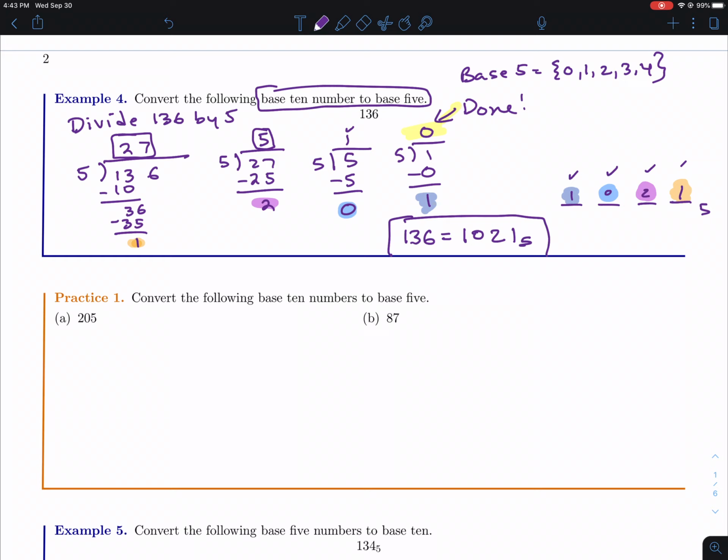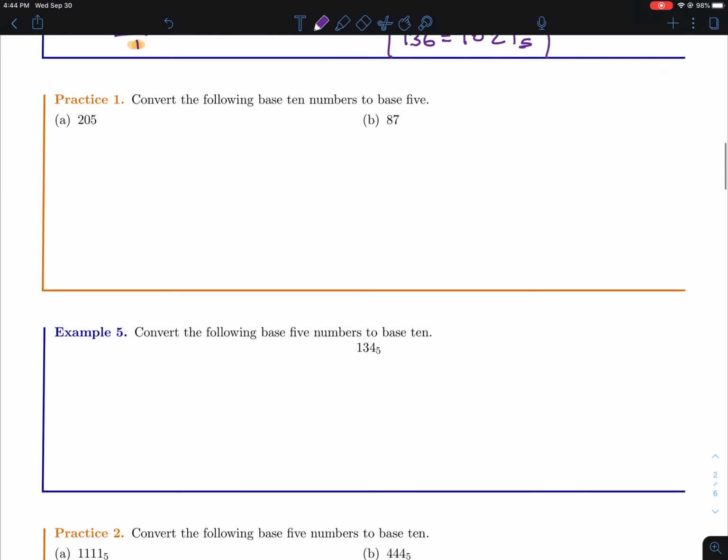All right, so I've got practice 1, so that's for you guys to do. So if you want to pause the video at this point and try practice 1, A and B, just to give yourself a chance to try converting stuff from base 10 to base 5. And when you do, unpause the video, come back, and then we'll go the other way. We'll go from base 5 to base 10.